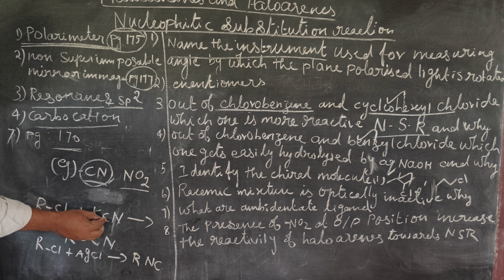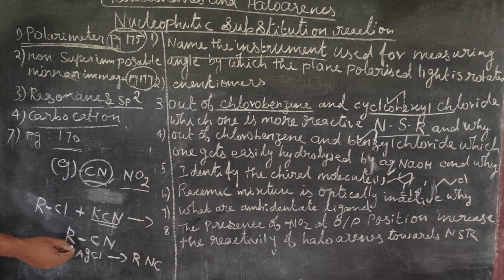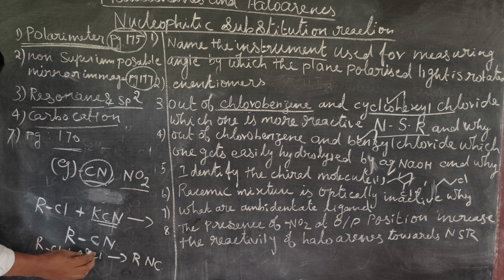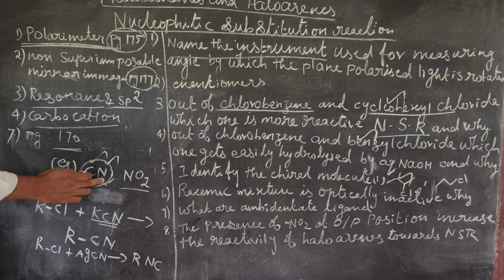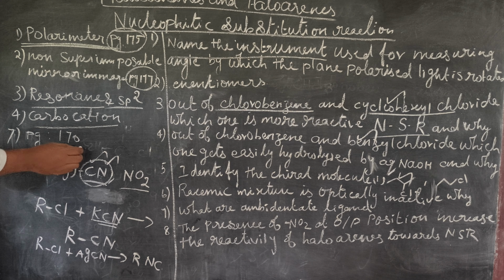For example, when KCN is applied, the C is bonded to the alkyl group. When you add AgCN, the N is bonded to the alkyl group. So both carbon and nitrogen have the tendency to make the bond. That is the ambidentate ligand. Page number 170 is the answer.